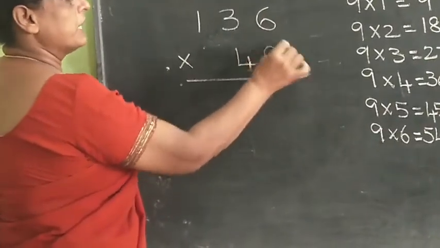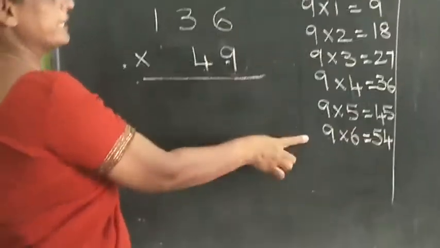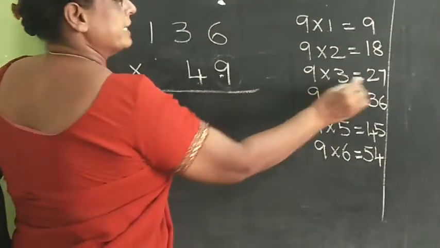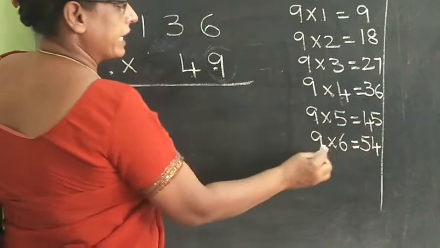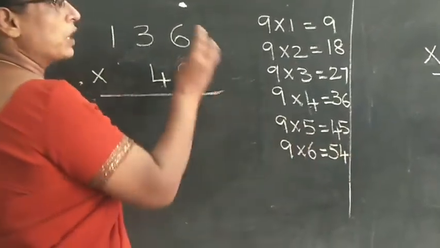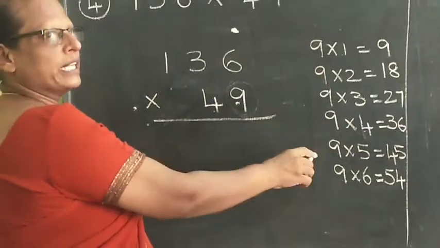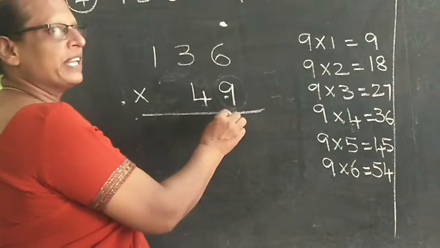So if you feel the 9 tables are hard, what you can do children? You can write like this. 9 1 is 9, 9 2s are 18, 9 3s are 27, 9 4s are 36, 9 5s are 45 and 9 6s are 54. If you want to do the sum very fast, you have to be thorough in the tables orally, not in writing. Orally means you can do the sums very easily.